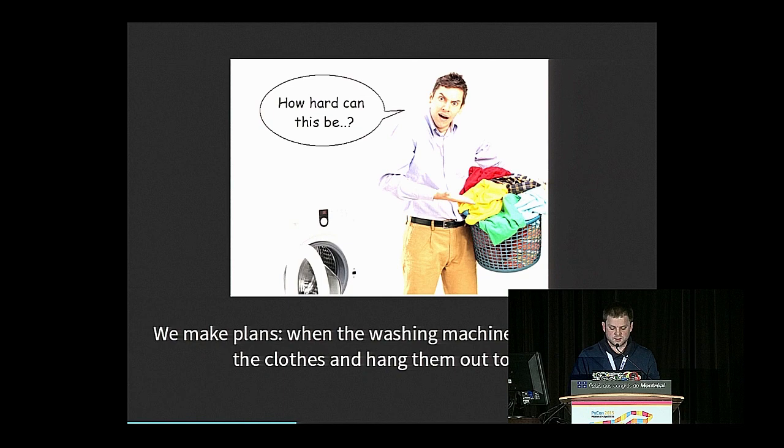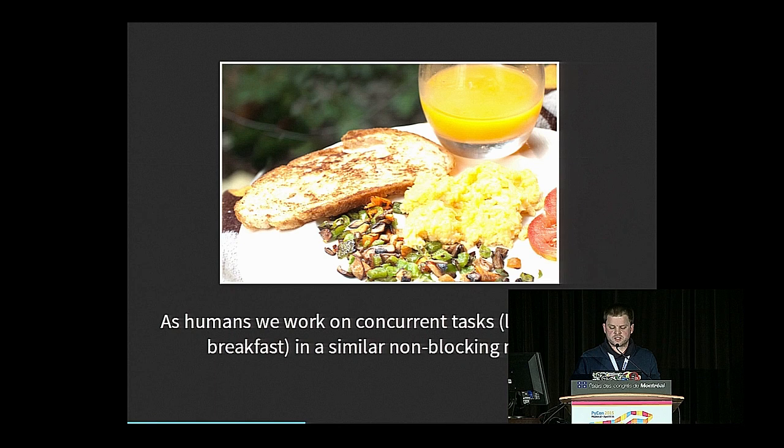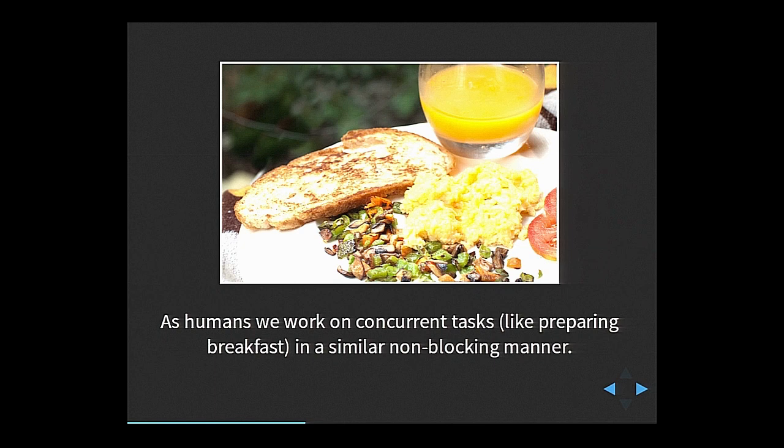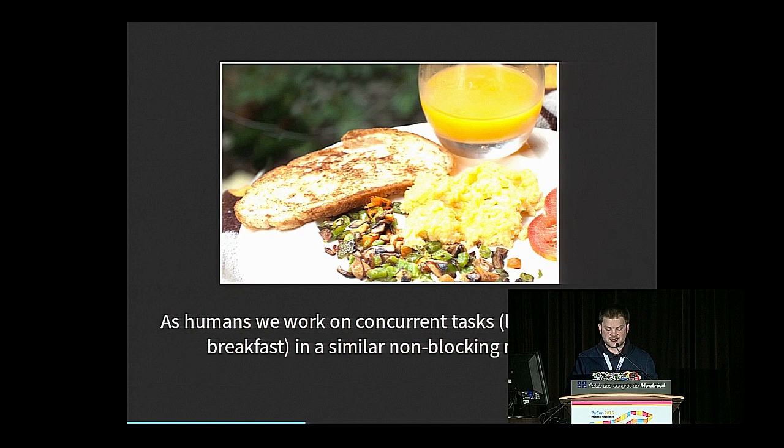And we also skip between things that we need to do while we wait for other things to happen. So I can squeeze the orange juice while I wait for the toast and the eggs to cook. We don't just put things into the microwave and stand there watching them for 5 minutes. We get on with other things. So as humans, we work on concurrent tasks, like preparing breakfast, in a similar non-blocking manner.